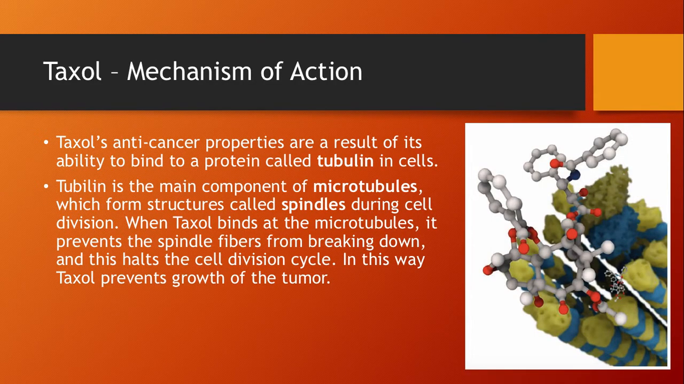So let's look at Taxol and what it actually does. Taxol's anti-cancer properties are a result of its ability to bind to a protein called tubulin in cells. Tubulin is the main component of microtubules, which form structures called spindles during cell division. When Taxol binds at the microtubules, it prevents the spindle fibers from breaking down, and this halts the cell division cycle. In this way, Taxol prevents growth of the tumor.